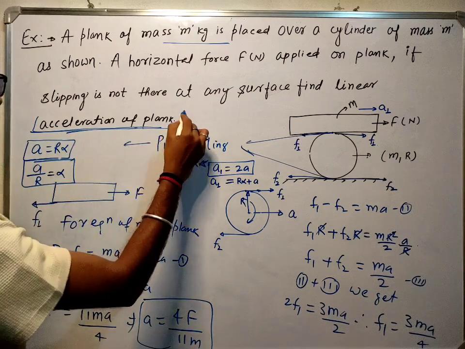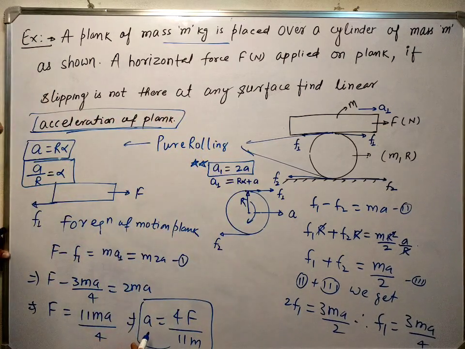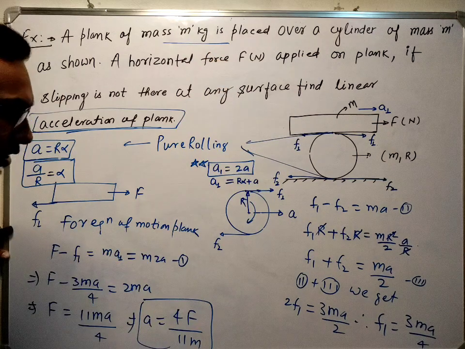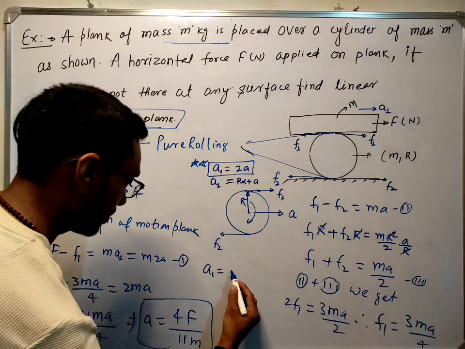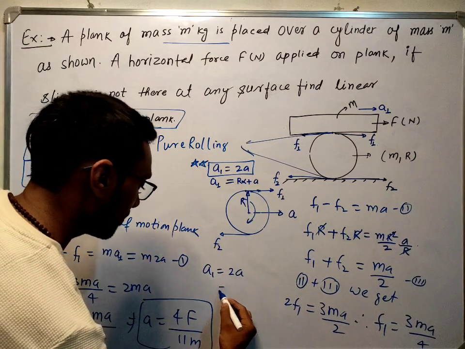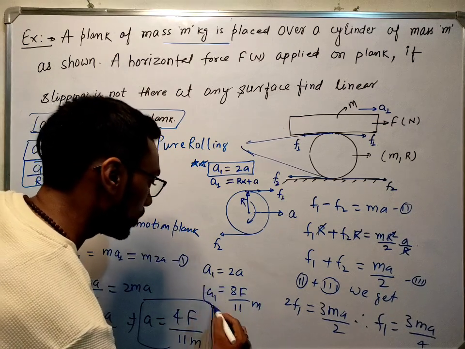Here we have to ask the linear acceleration of the plank. So we have to find the linear acceleration of the plank, which is A1. A1 is nothing but 2a. So 2a can be written as 8F upon 11m. I think you got it.